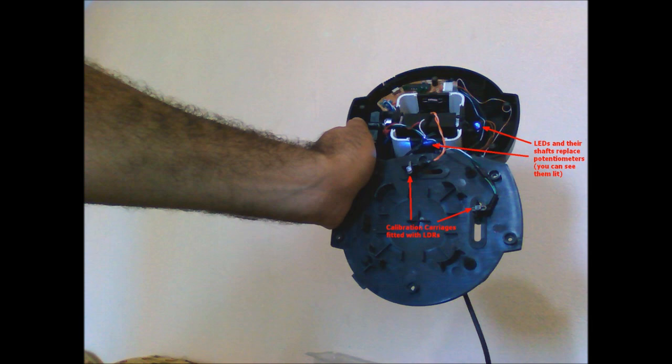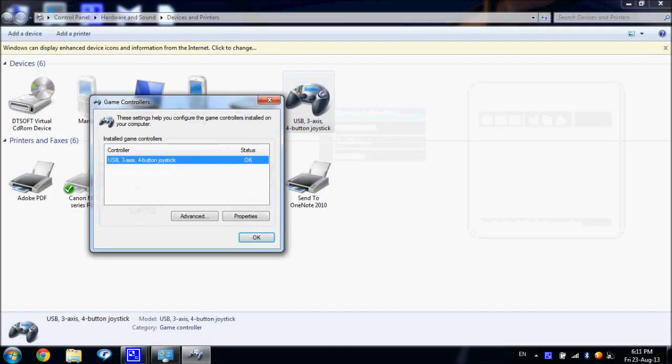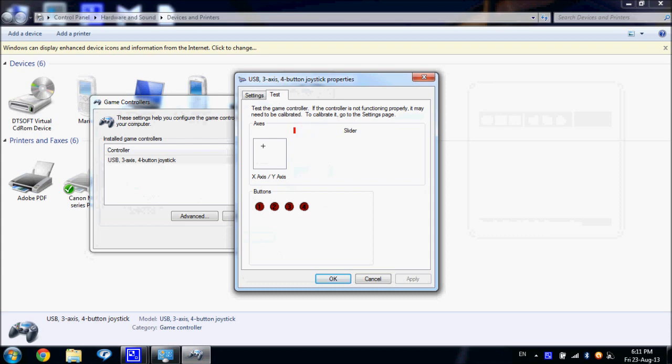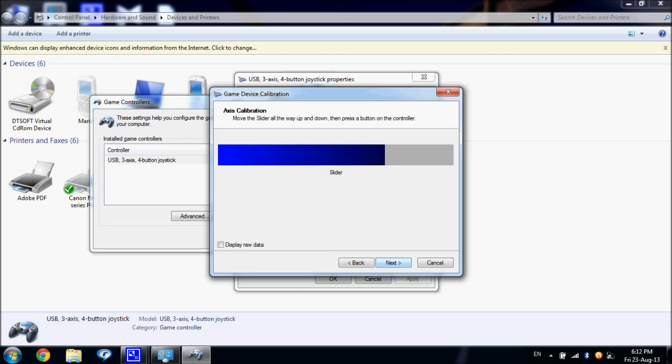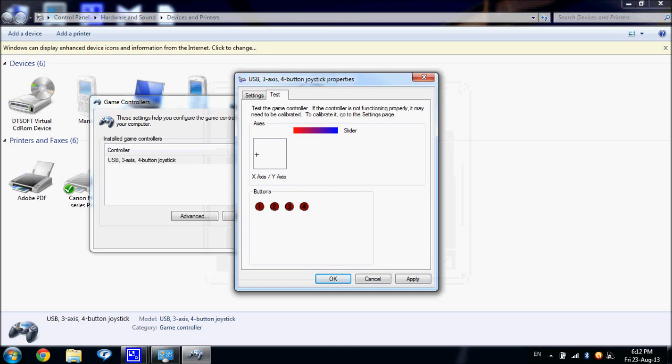These are the LEDs attached to the joystick bases and the LDRs attached to the calibration carriages at the bottom of the joystick. Now, this is the proof of the improvement we did. We will redo the calibration and see how the motion looks. Check it out now. You can see that the motion is more stable, no jumps. Now the motion is continuous, no jumps, no discretion. It's much better now.